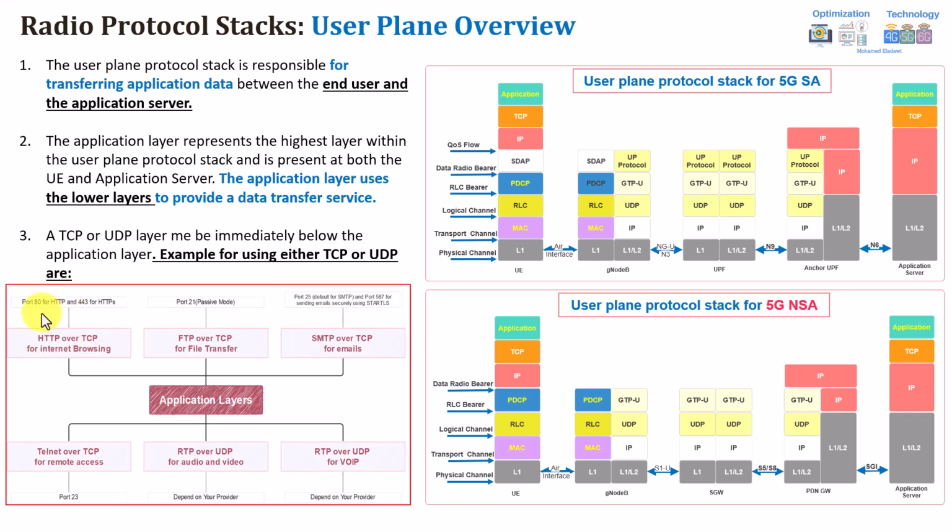And for example, HTTP will be communicated through a particular port. For example, HTTP using port 80, FTP using port 21, and you have other services related to, for example, RTP, which is related to audio and video. This is using UDP. So this is how the application layer will know.